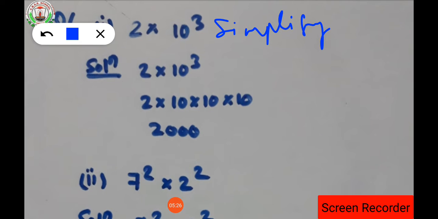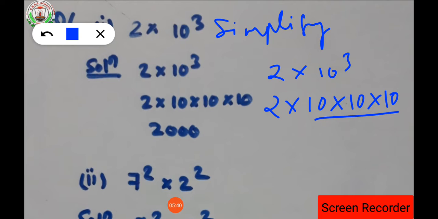In order to simplify question number 6, what is the question we are having? 2 into 10 to the power 3. It can be written as 10 into 10 into 10. So 10 into 10 into 10 will be how much? 1000 into 2, so it will become 2000. Clear? In this way you have to do the simplifications. Clear everyone?